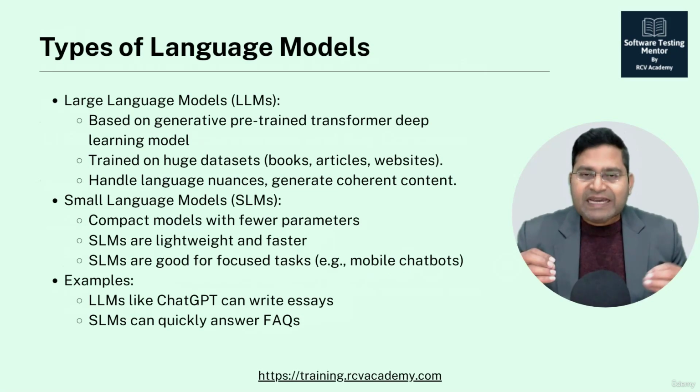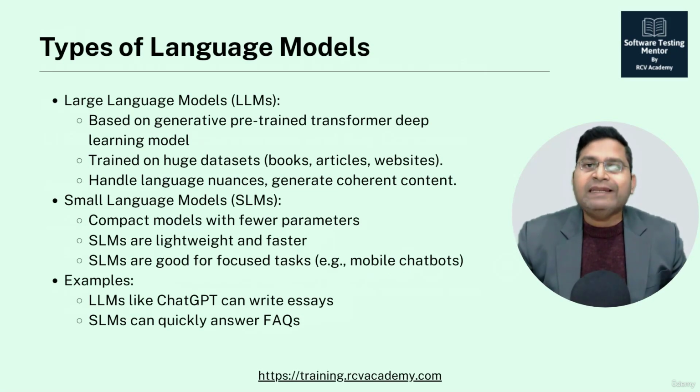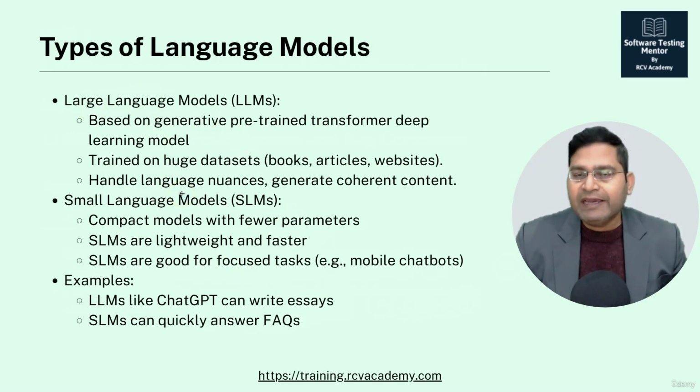When we say types of language model, there is not only the large language model, but there is a small language model as well. So what is the difference between a large language model and a small language model? A large language model is based on the generative pre-trained transformer deep learning model. So LLMs are based on transformer architecture and a deep learning algorithm. We'll understand all of these terms in the upcoming slides.